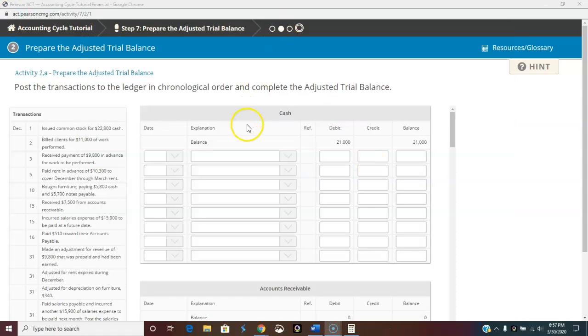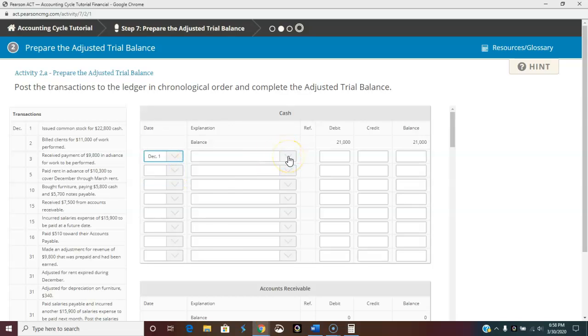Okay, this next part asks you to prepare the adjusted trial balance, and this is a serious pain in the butt. This problem, I actually wrote stuff down as I did it. I'm going to write stuff down because trying to keep track of everything was crazy. They ask you to take all of the transactions over here and plug them over in here. So issued common stock, you got to go one by one and go back and forth, and it's just annoying, but I have to do it.